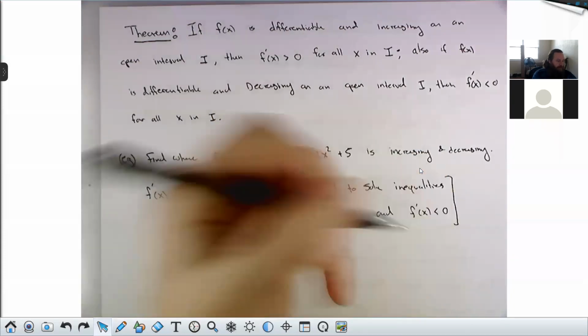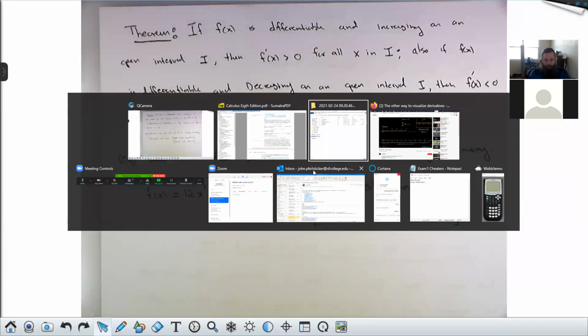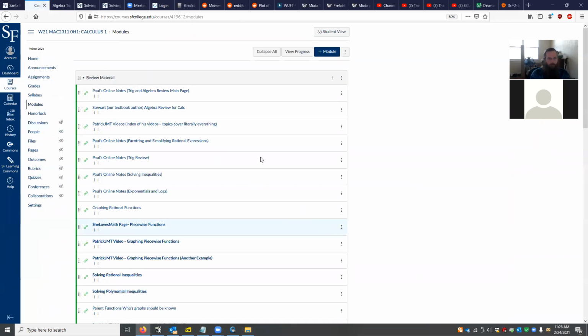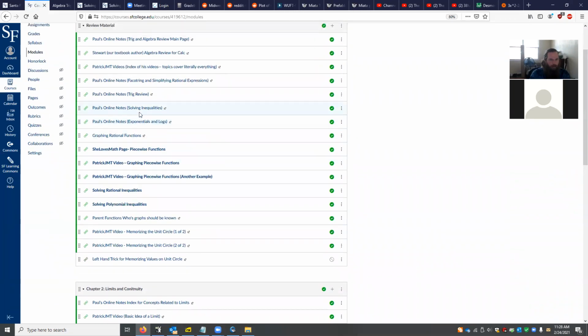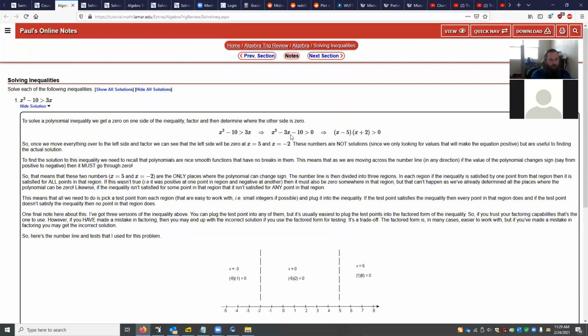Now, I'm not sure how strong your inequality skills are, but I do have some things in the modules for you to look at. So here we are in the right place, modules. If you look at this page, Paul's Online Notes, solving inequalities in the review material module, or here are the other ones: solving rational inequalities, solving polynomial inequalities. These are all really good. They give us some examples of inequalities and show us how to solve them.